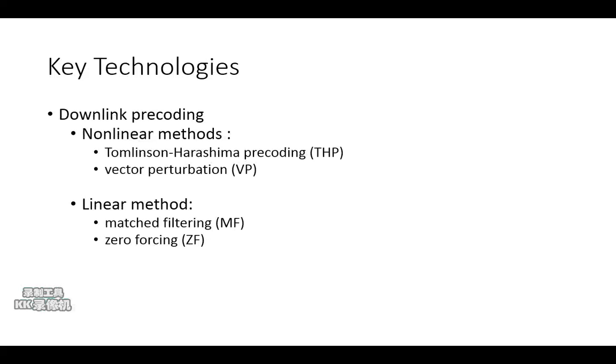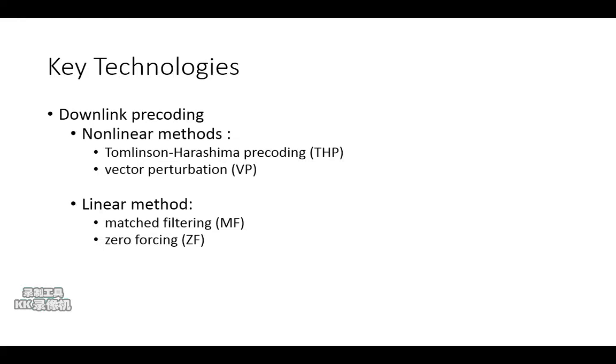And the third technology is downlink precoding. On the MIMO downlink, the best performance will be achieved in an interference-free system without any inter-user interference. For a practical system, we can adopt precoding at the transmitter to mitigate the inter-user interference and reduce the burden of the receiver by signal processing.